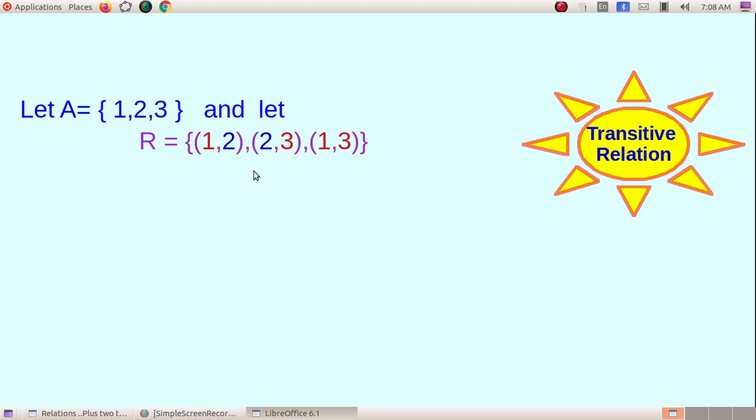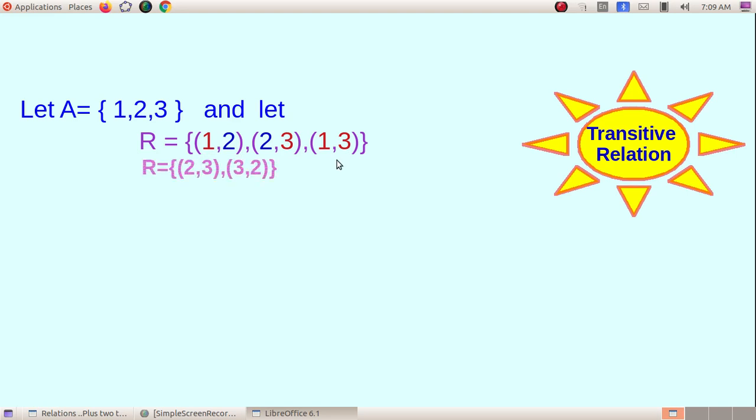What about the relation father? My father is Shaiju and Shaiju's father is Anwar. Can you say my father is Anwar? No, I do not have two fathers. My grandfather is Anwar. Therefore the relation father is not transitive, the relation friend is not transitive, the relation mother is not transitive. The relation brother is a transitive relation.